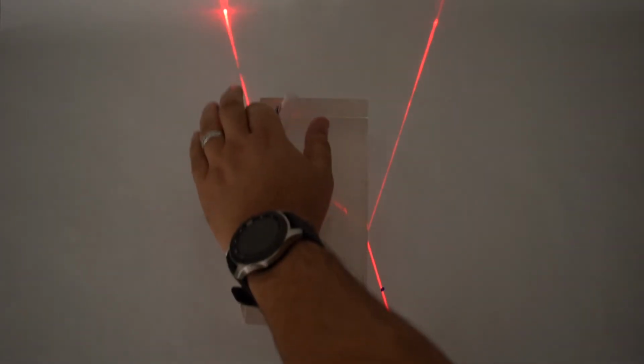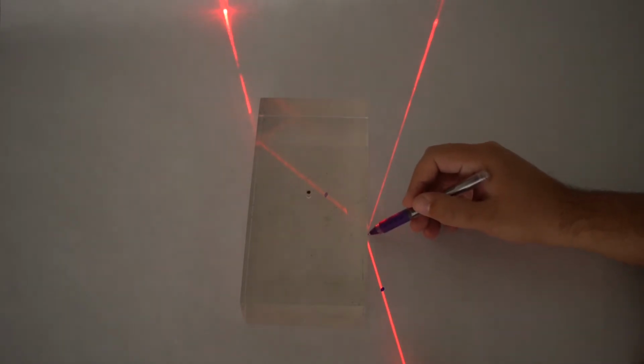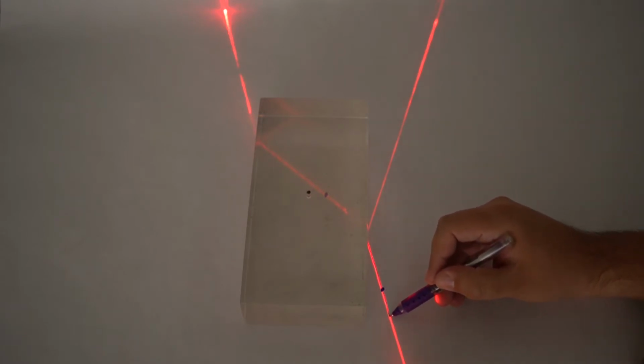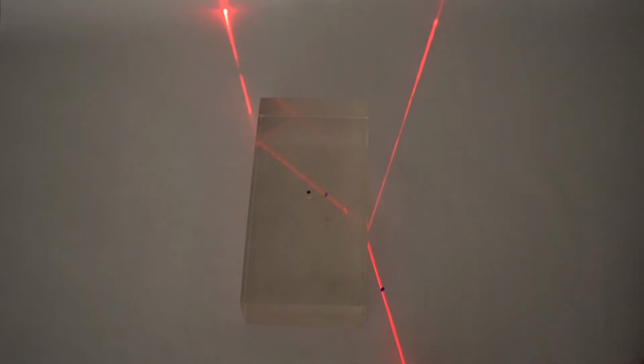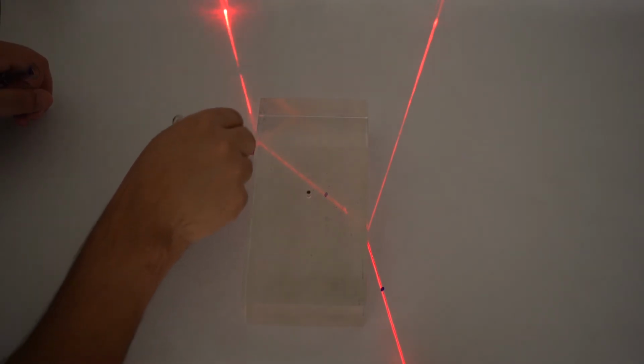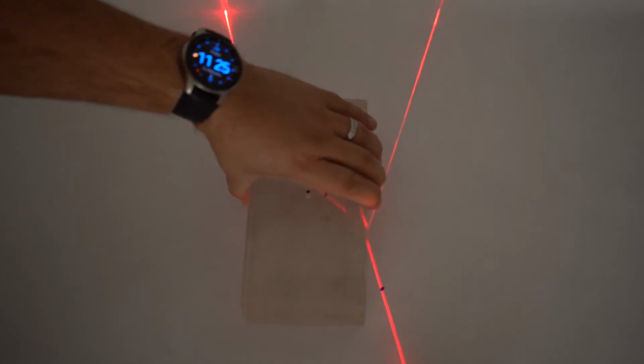I'm going to start out by drawing that interface. I know that this line is coming in right there, and I'm going to try and draw this as best I can so that I have this line right here. Now I'm going to draw a point where this light is exiting, which happens to be right here. I can now remove this block and connect the dots.